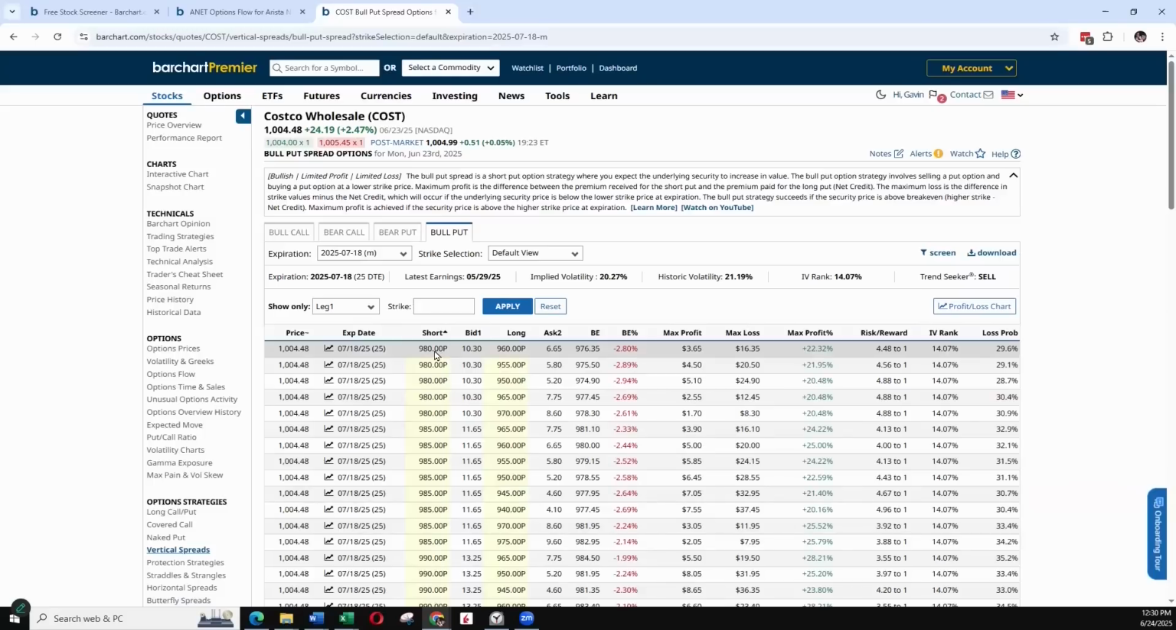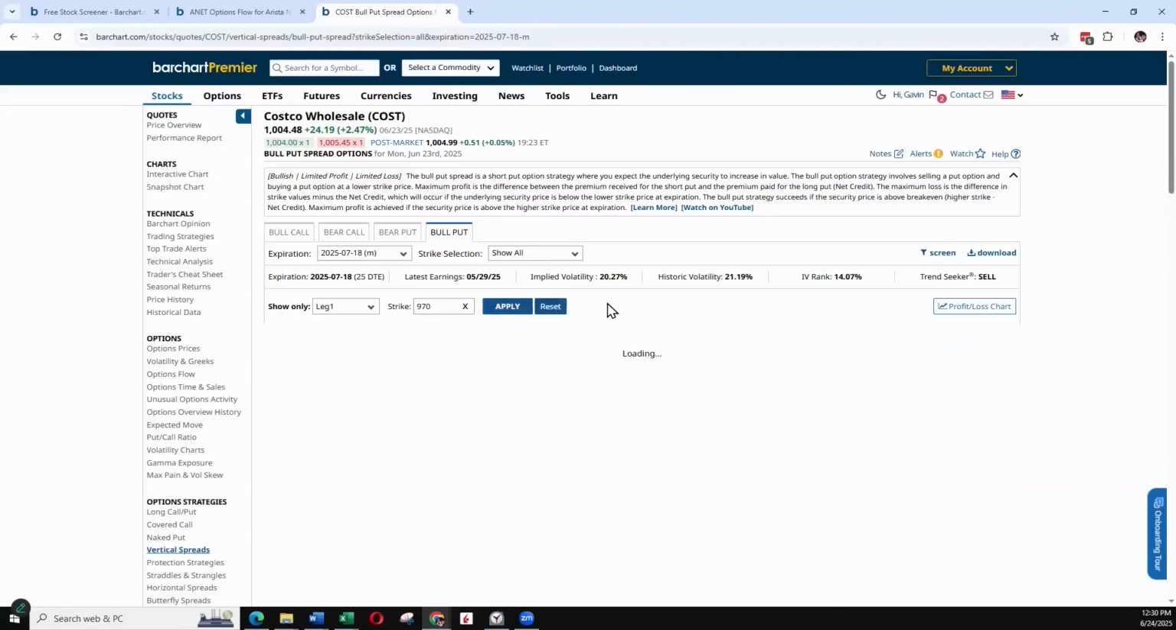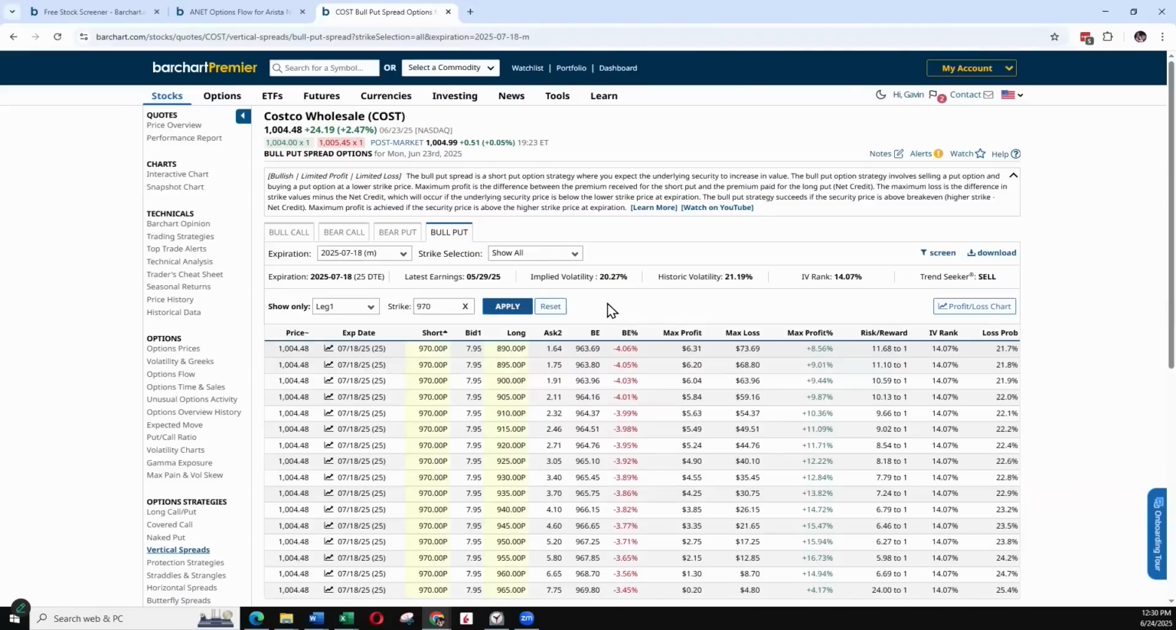We're getting only 980 here. So I'm just going to change this from default view to show all. And I'm going to set leg one at 970. So that's going to be right around our expected move, or just outside. Now, some of these spreads are quite wide, as you can see, 970 to 890. So they have a big max loss. So I'm just going to filter for the smallest max loss.